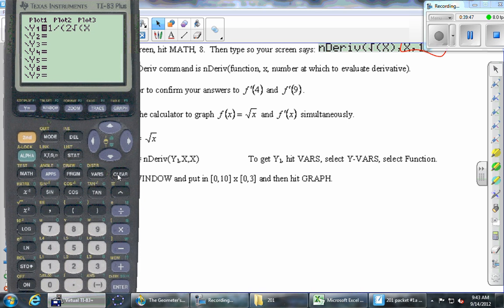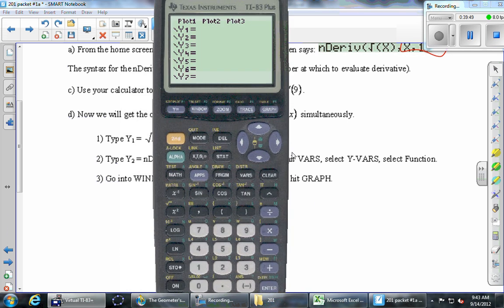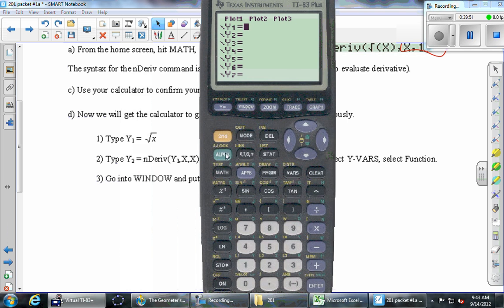So I'm going to go into y equals, and I'm going to type in my original function, square root of x. Now, for the purposes of graphing the derivative, I'm going to pretend I don't know the answer. We know it's 1/2 square root of x, but it's no fun typing that. I want to show you the calculator can give you the graph even if you don't know what the derivative is. So here's how we do it. You first find that n-deriv command again. So remember that was math and then 8.